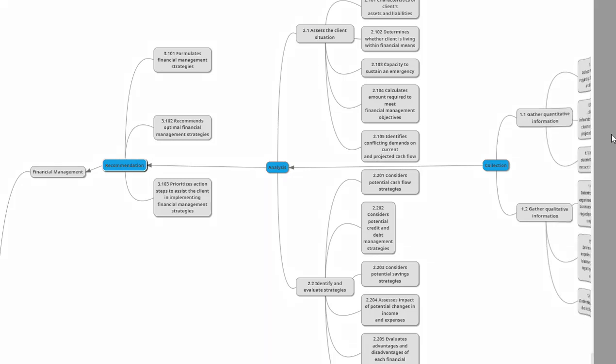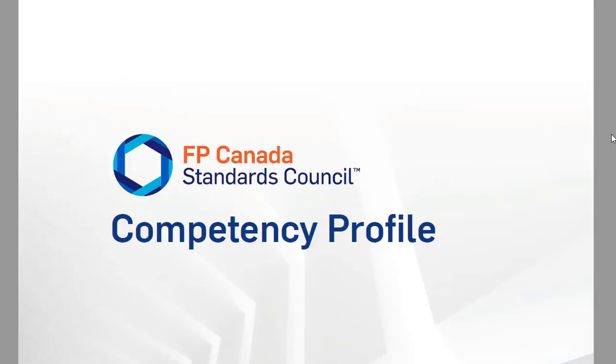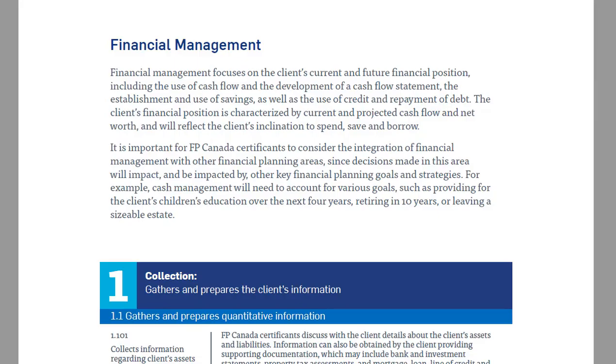So that's what we're going to look at next. The document that you want to look at next is the FP Canada Standards Council competency profile, which is that 54-page document that's got more information. So what I'm going to do is scroll down now to the section on financial management. Here I am on the section for financial management, so it gives you a little bit more information.